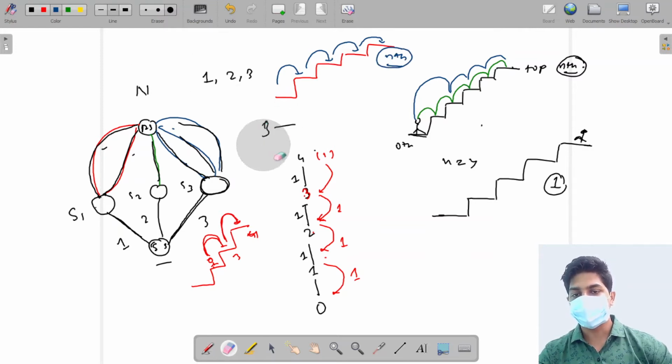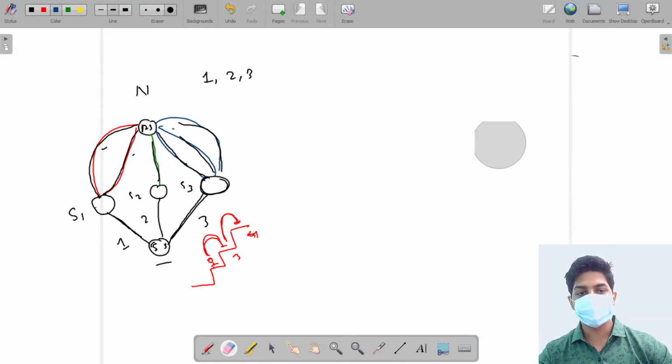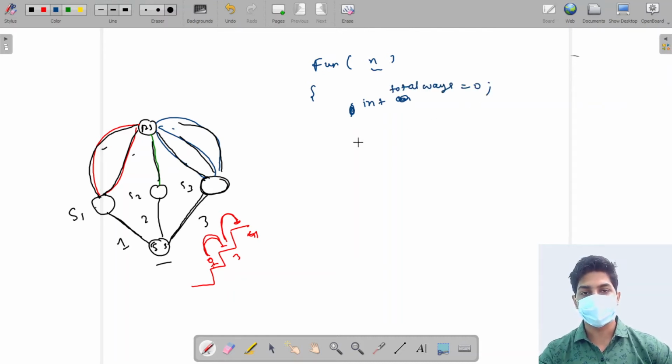So how can we solve this? We can write a recursive function. How can we write a recursive function? Suppose this is a function and we want to reach the nth step. What I can do is take a jump of 1 unit. Let's suppose my total ways is equal to 0. So my answer 1 will be what?